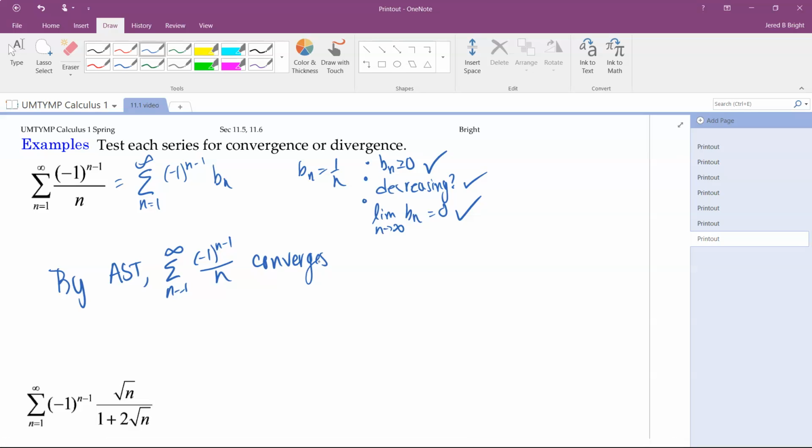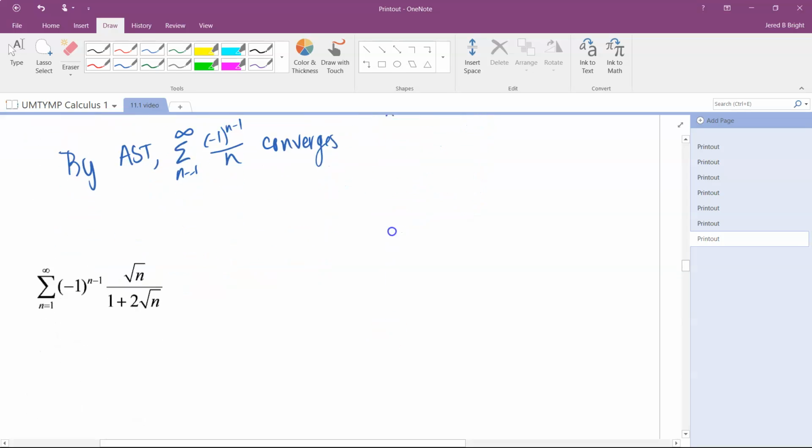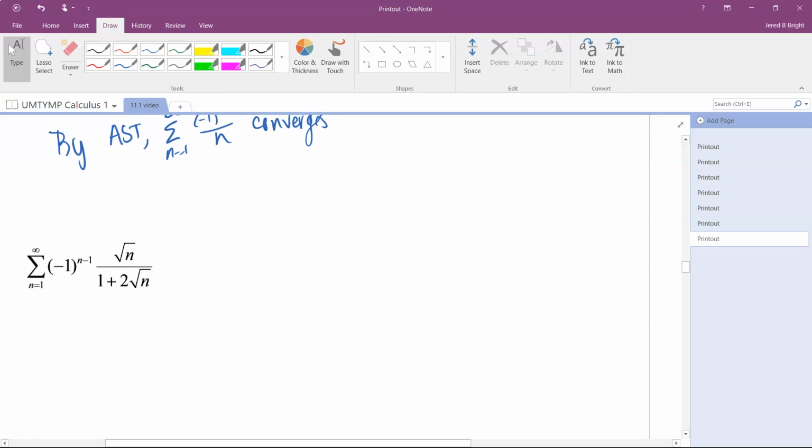Now, notice that if you review the alternating series test, it doesn't say anything about divergence. So if we have an alternating series that we believe diverges, how do we go about doing that? Well, I'm glad you asked, because this next one is going to be divergent. Okay, so let's just go through as we would. I'm going to be lazy and just say that this whole thing is b_n. Is b_n positive? For all n, yeah, it's going to be positive.